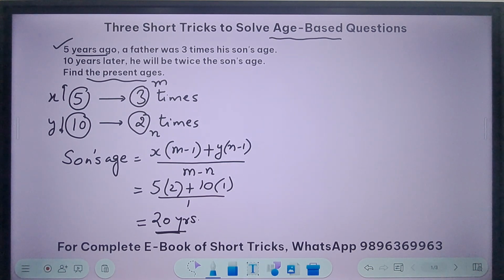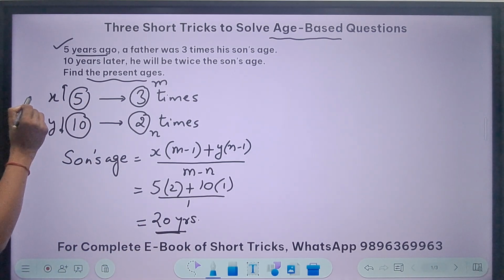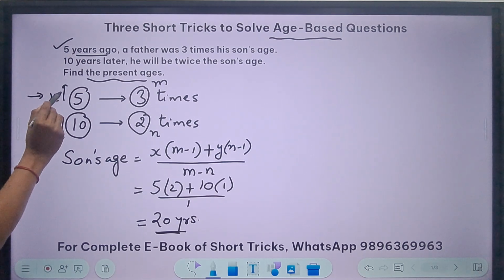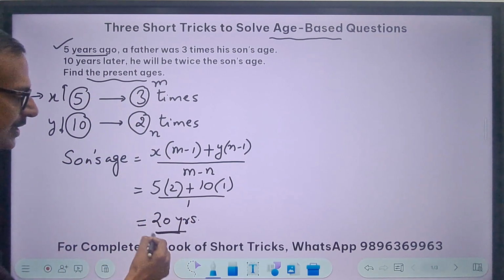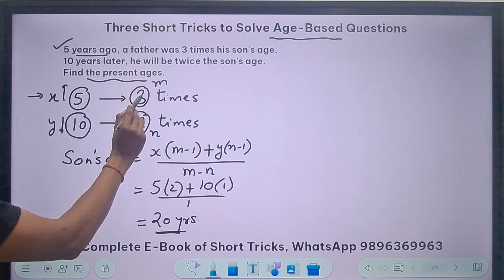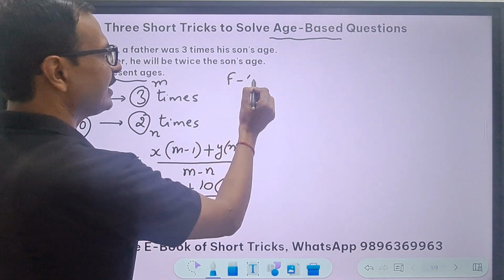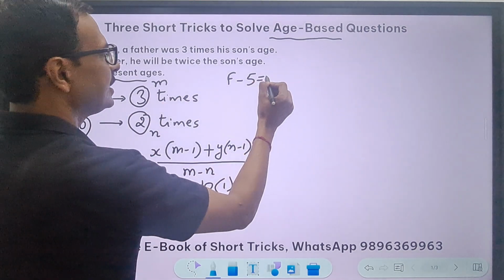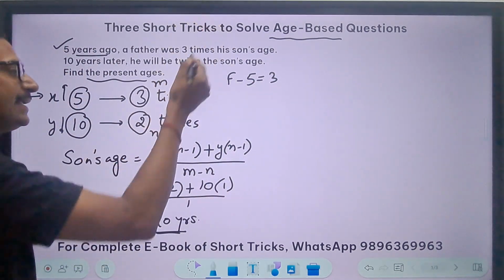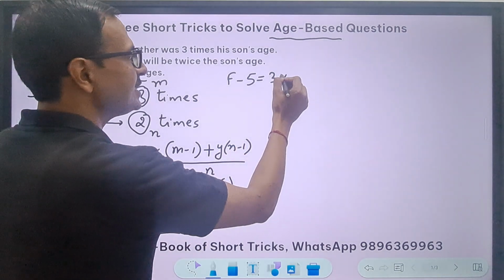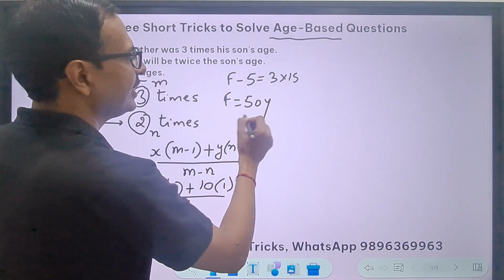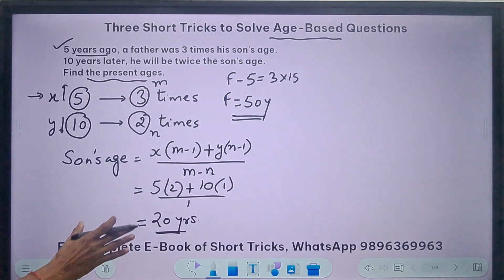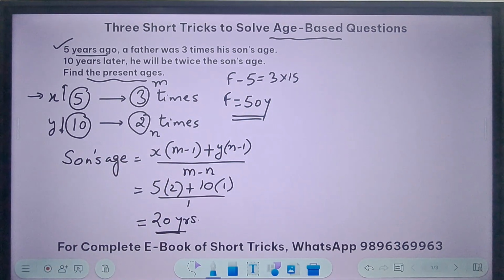Now if we have to find the father's age using the son's age, we can use any one condition. See, here it is given that the father's age 5 years ago was 3 times the son's age, right? So what happens 5 years ago? The son's age was 15. So the father's age minus 5 years, because it is 5 years ago, was 3 times the son's age at that time. Present age is 20, so son's age at that time was 15. So the father's age comes out to be 45 plus 5, 50 years. And the answer for the question is son's age is 20 years and father's age is 50 years.